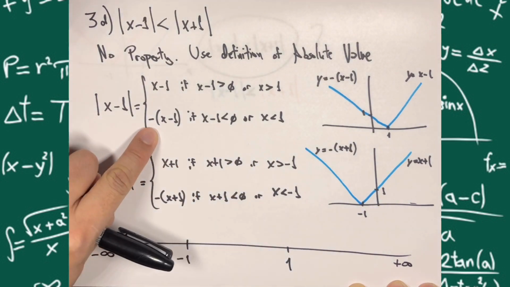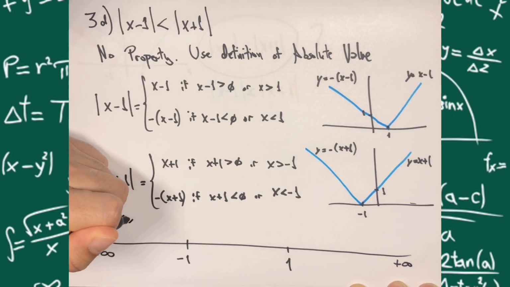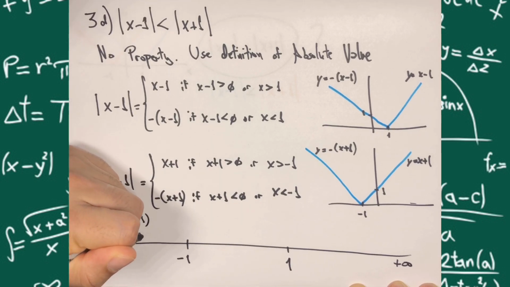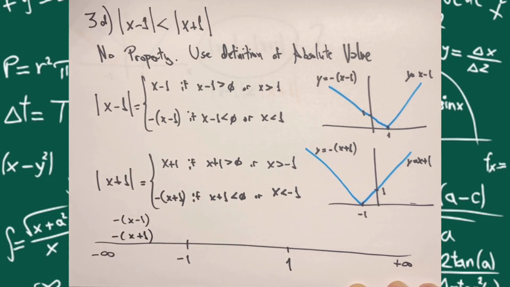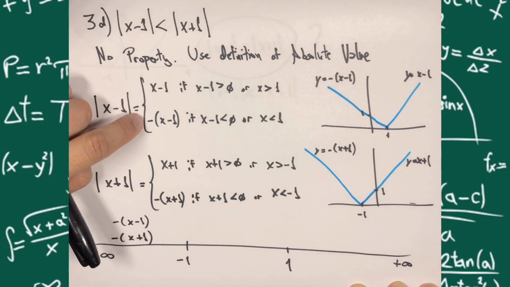Because we're going to choose which interval belongs to which side. So if I am in the interval minus infinity to -1, then we're going to choose minus x minus 1 and minus x plus 1, because those are the functions that belong to the interval. So let's do that for the interval -1 to 1. Which portion of the function belongs here?